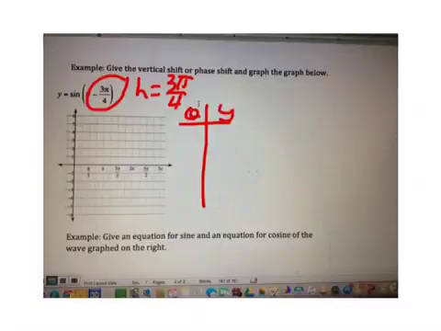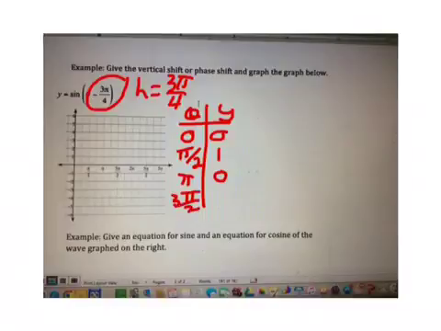So let's first do the regular sine function. At 0 degrees, sine is 0. At pi over 2, sine is 1. At pi, sine is 0. At 3 pi over 2, sine is negative 1. And at 2 pi, sine is back to 0.